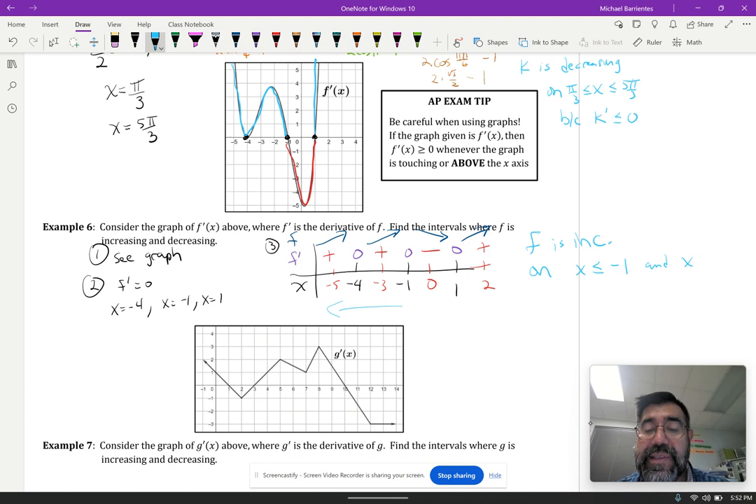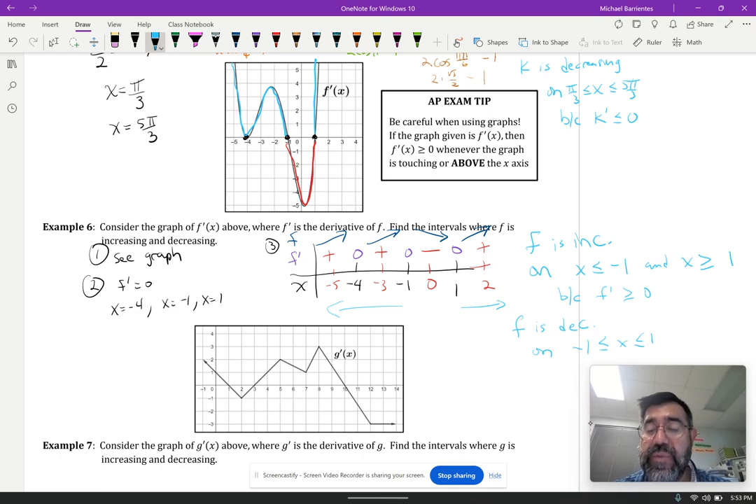And x's that are greater than or equal to 1, anything over here, that's going to be equal to 0 or positive, because the derivative is greater than or equal to 0. Done. F is decreasing between negative 1 and 1.